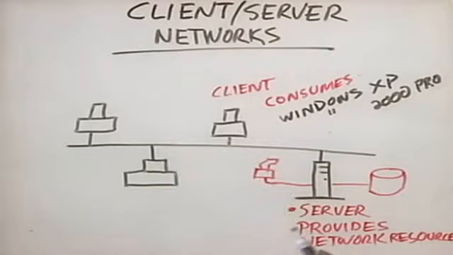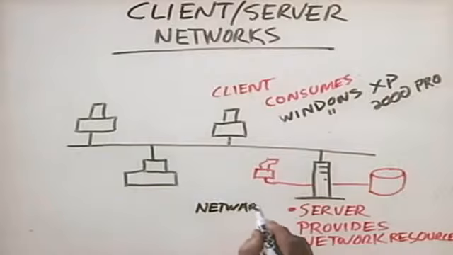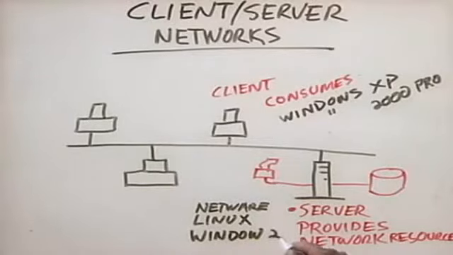The server, on the other hand, has special optimized operating systems. And these operating systems aren't designed for client-type tasks such as word processing and spreadsheets. Although some of them will do it, that's not their main job. For example, server operating systems include NetWare, Linux, Windows 2000, and Server 2003. These operating systems are designed to provide these network resources.